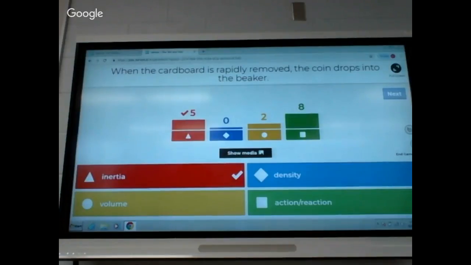All right, quarter sitting on top of the index card, right? Quarter's at rest. Did the quarter move? All right. Quarter's at rest, sitting on top of the index card. All right, send it over to the beaker. I plucked the card. Did the quarter go anywhere? All I did was move the what? I moved the card. Quarter stays where it was. Okay? Newton's first law. It's inertia.